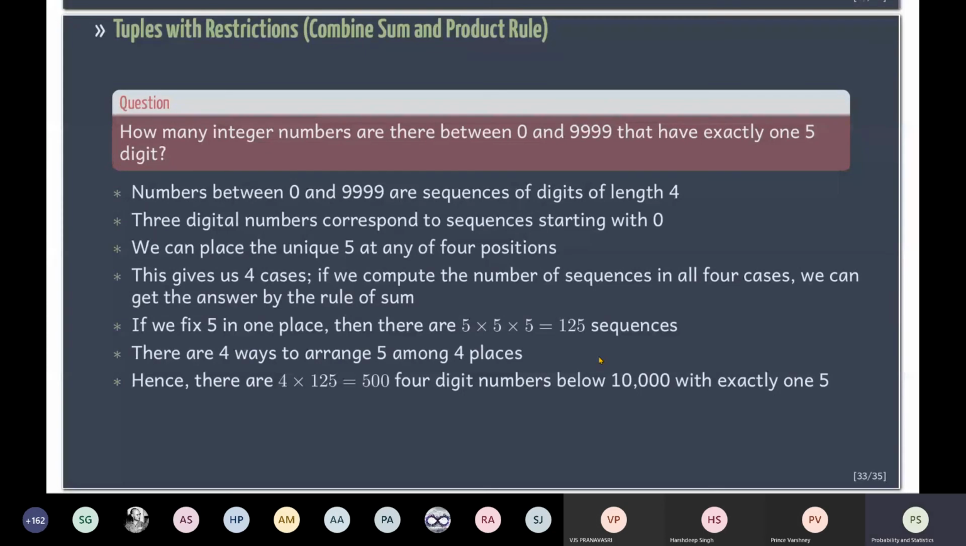Let's see what I have written here. Okay, I made a mistake here. This will be 9 times 9 times 9: if we fix 5 in one place, then in the remaining places we have 9, 9, 9. It was wrong before, there was a typo. And then we have four of these. So we have 9 to the 3, so 4 times 9 to the 3. So you get the idea.